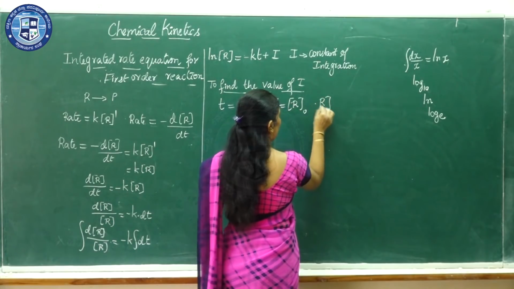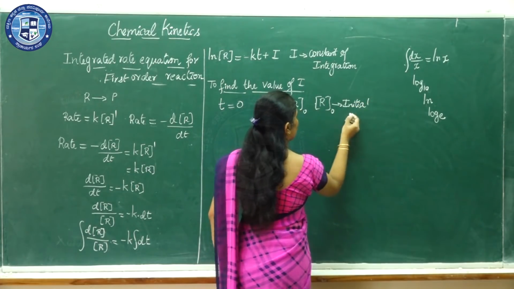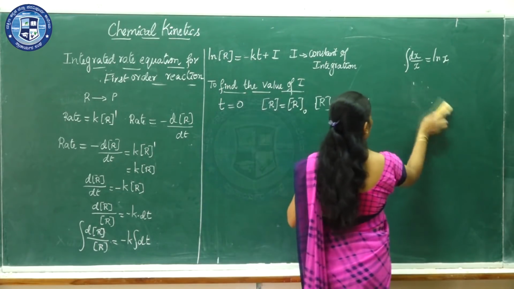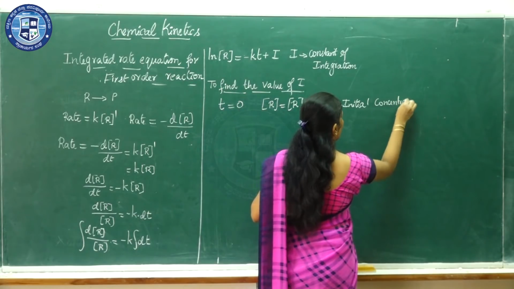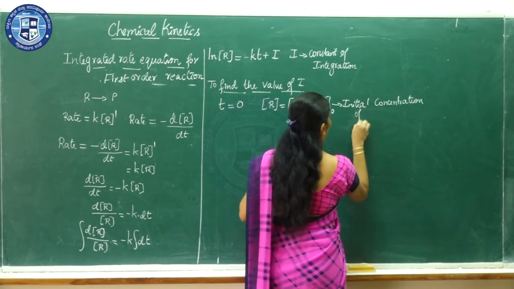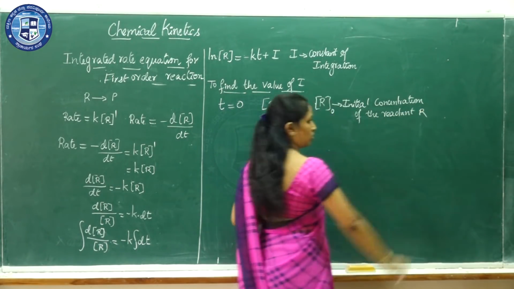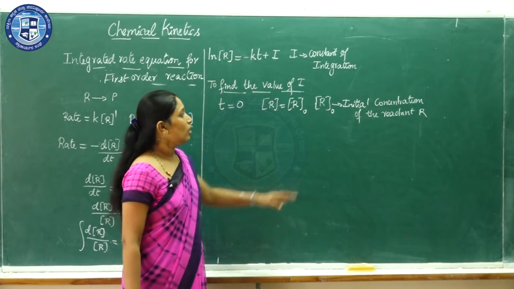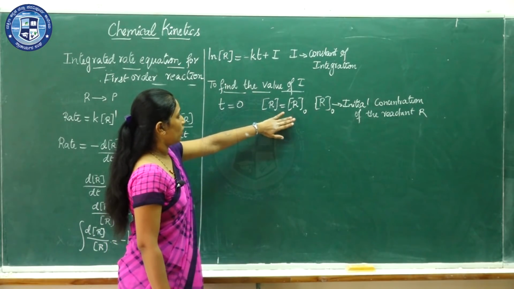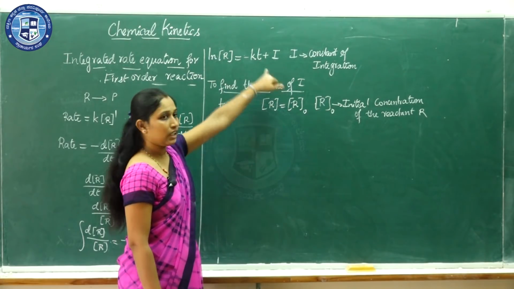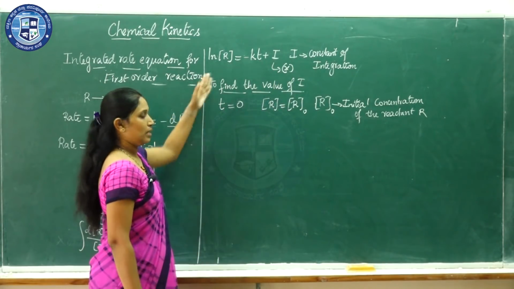So again I will write it here just to make it clear, that R naught refers to the initial concentration of the reactant R. Now what I will be doing is, I will be substituting for t and R in star. So this equation we will take as star. So in star we will be substituting that.